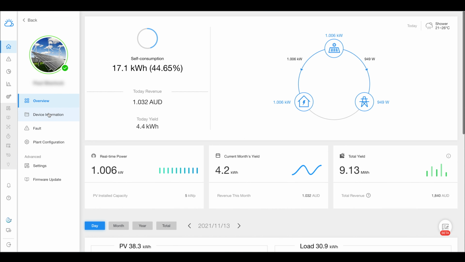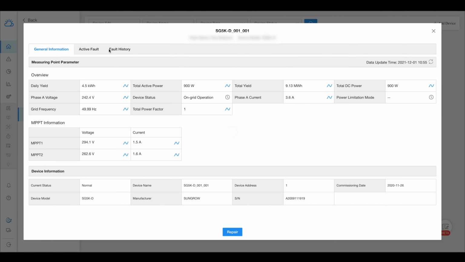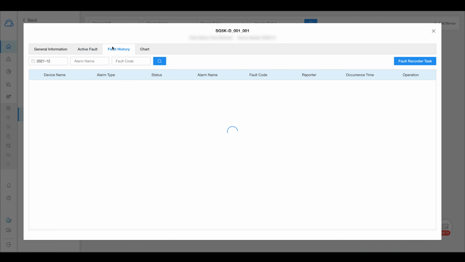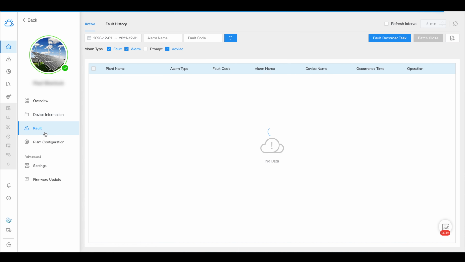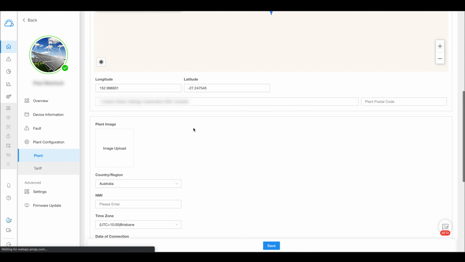Now the next tab on the left is your device information. You won't really need to check this much. This is for the solar installers and for the workers in the office if there's ever a fault with your system. What we can do is click on your inverter and see general information about your inverter, if there's an active fault, or we can check up on previous faults that have occurred on the inverter. There is also a fault section here where you can backdate and look at faults. Plant configuration, and then clicking on plant shows the basic details of the customer and the site with the street address.